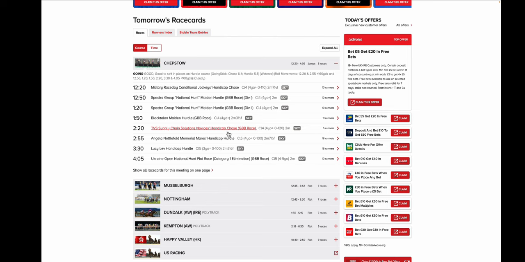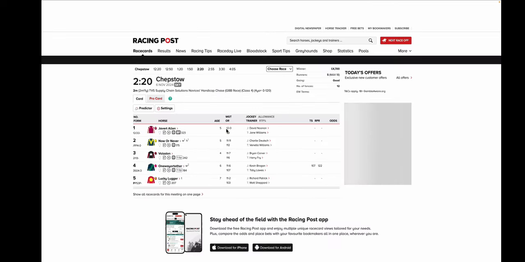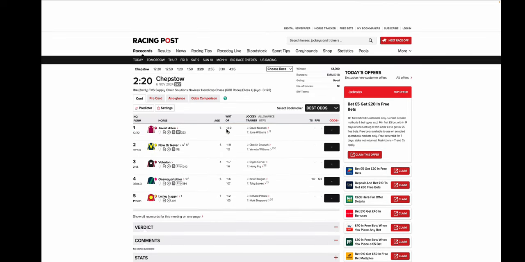It's also a novice handicap chase, these races that I particularly like at this time of the season. So we'll just click on it, open it up. Here you go. You can see that it's a 2-mile race. You can see the grade, it's a class 4, the prize money, the number of runners, it's good ground, and there's going to be 12 fences to be jumped.